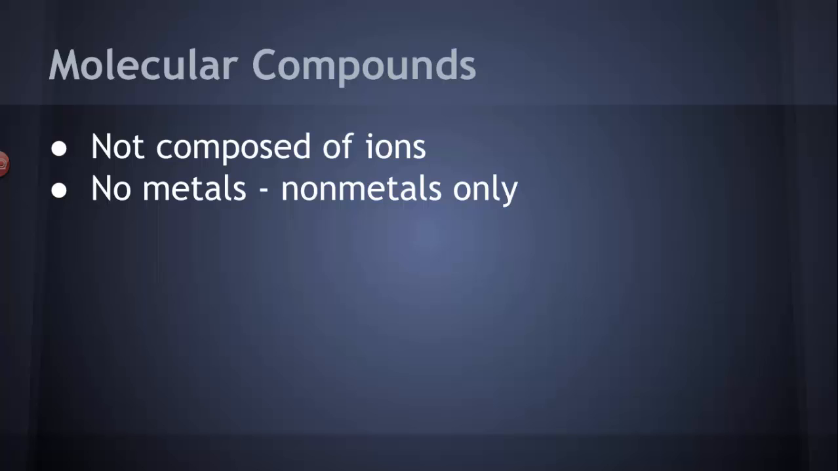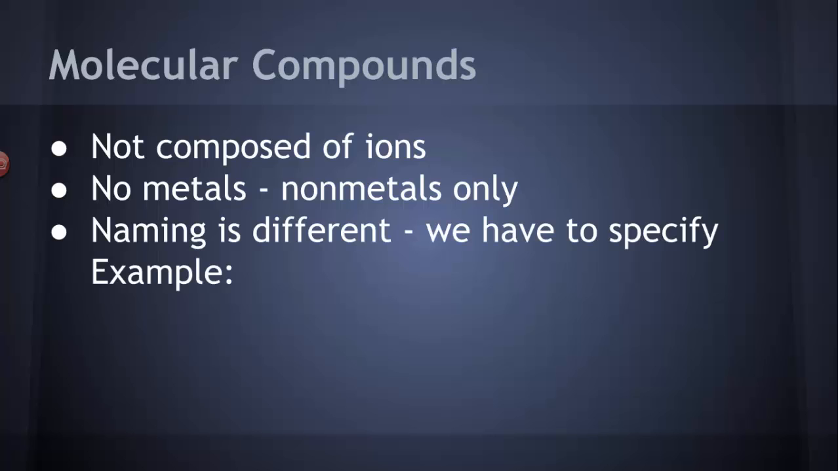So that will form ions. Because these molecular compounds don't contain ions, there are no metals in them, just nonmetals. So they're easy to identify. If you see a compound that's just nonmetals, most of the time it's going to be a molecular compound. The way we name them is a little different now, because when we have an ionic compound, we can just name the two ions in there and they'll always go together in a particular way. That's not the case when you have nonmetals.